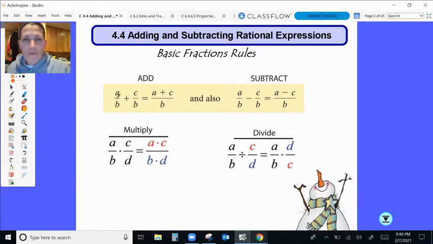This is just the basic fraction rules. When we add, we have to have a common denominator, and then we just add our numerators and keep our denominator. Same thing with subtraction: we subtract our numerators and keep our denominator. Remember, when we multiply, we just multiply straight across, top times top, bottom times bottom, done. When we divide, we flip our second fraction, taking a over b times d over c, and then do the same thing, top times top over bottom times bottom.